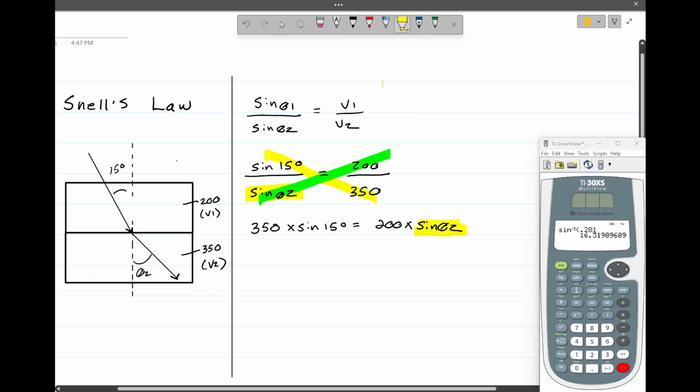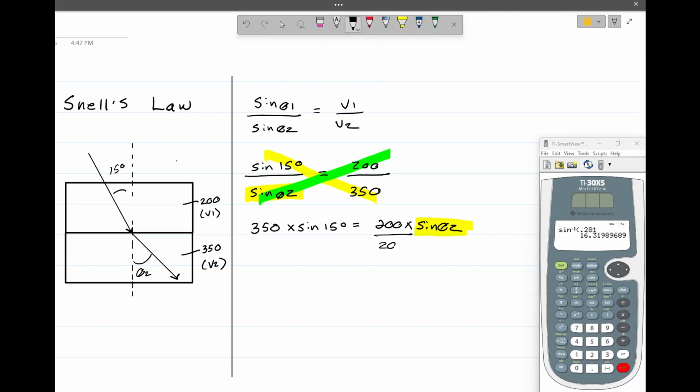All right, now remember again, this is the variable that we're trying to solve for, so I need to get it by itself. In order to do that, it's being multiplied right now, so I have to divide. So divide by 200, and that cancels out. Whatever you do to one side, you have to do to the other. Divide that by 200, and what you end up with is the sine of theta 2 equals 350 times the sine of 15 degrees divided by 200.